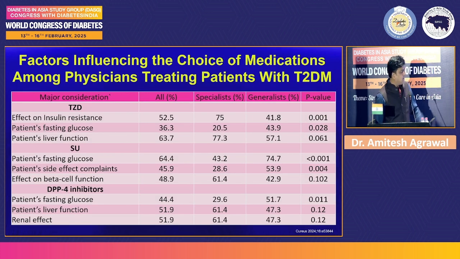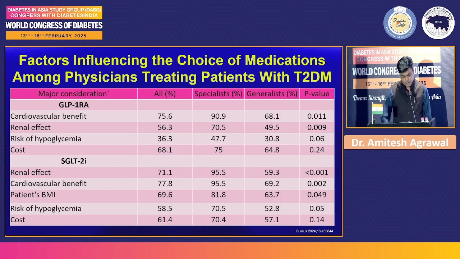this is just a representative study. There are many studies from across the globe. I've just picked up one which I found representative, on the factors that influence the choice of medication among physicians. And as you can see, they have graded among the specialists and the generalists, so there is quite a difference. When people are considering the medicines, they have different thought processes behind it. If somebody is using a thiazolidinedione, the majority of the specialists think that its effect on insulin is the sole driver for choosing that medicine.